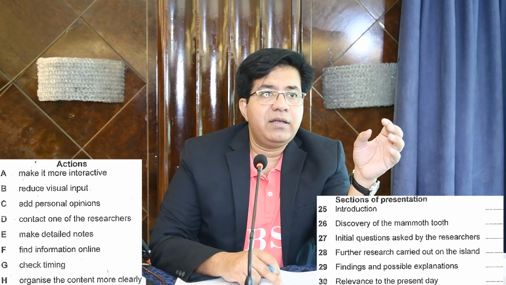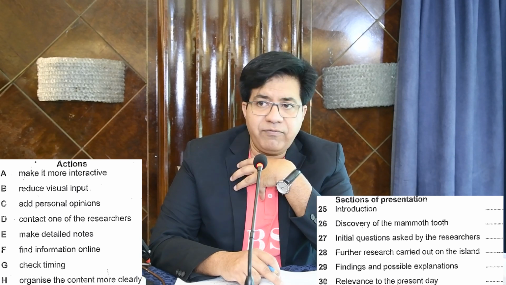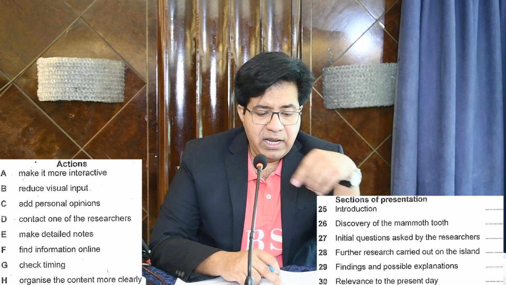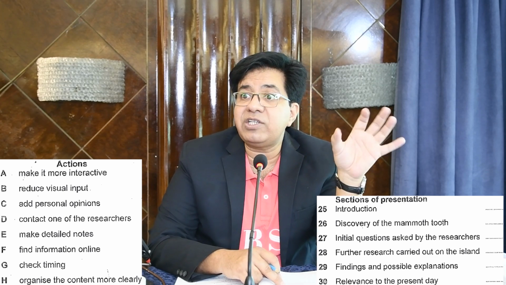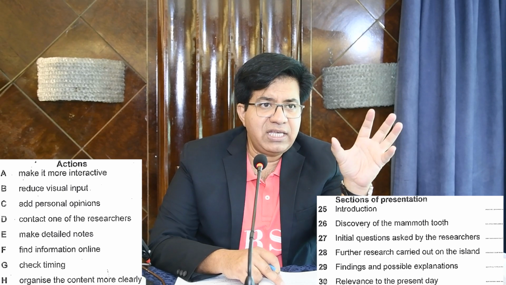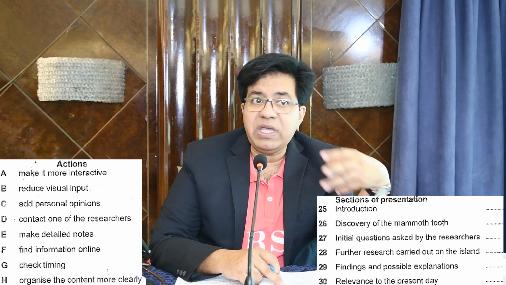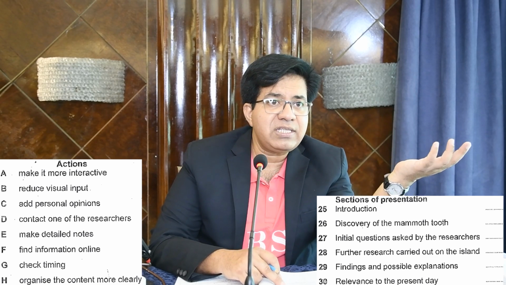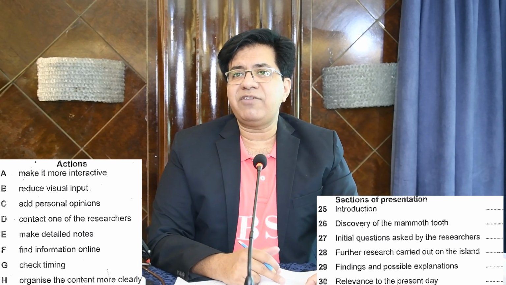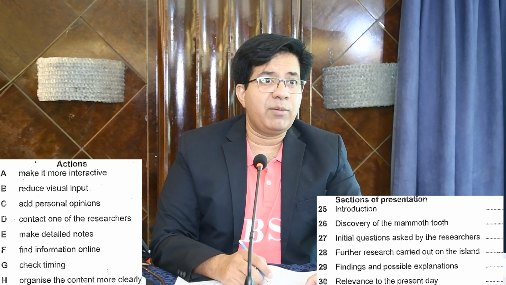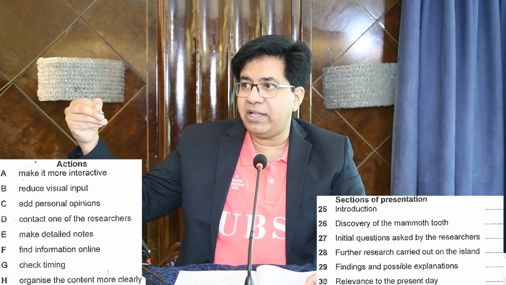Add personal opinion. For that, we will give our own point of view. We will give our own viewpoint. Our own viewpoint, what we think about it, that means add personal opinions. Option D, contact one of the researchers. They will say, for example, for this, I will talk to Mr. ABC, he has done some research on it, so he will tell us. So if they use the name of a researcher, option D will go there. Make detailed notes. If they say, well, the notes are quite insufficient at the moment, I will add more to the notes. Or we need to write a lot of notes on that.